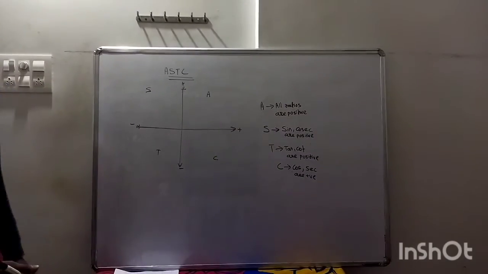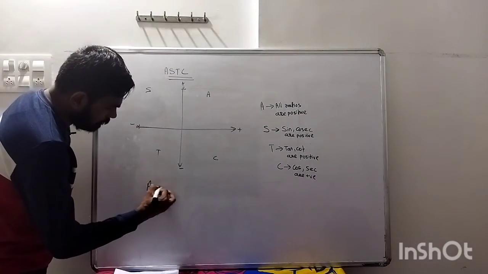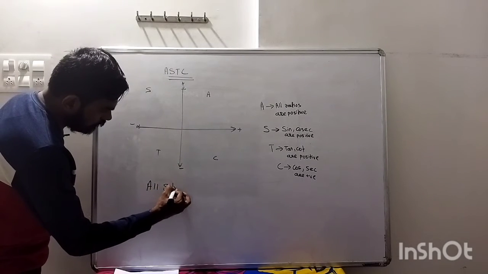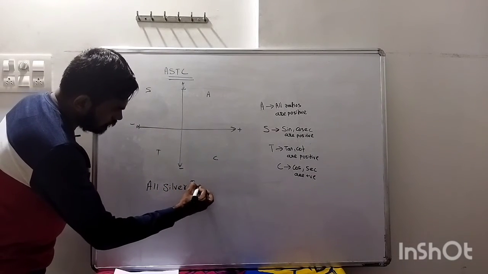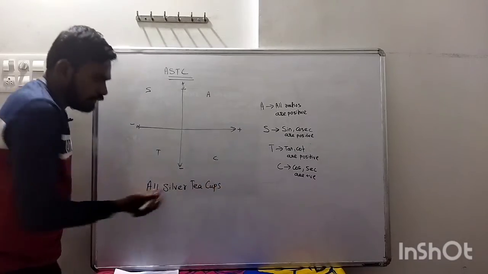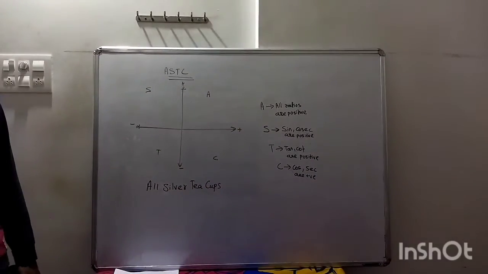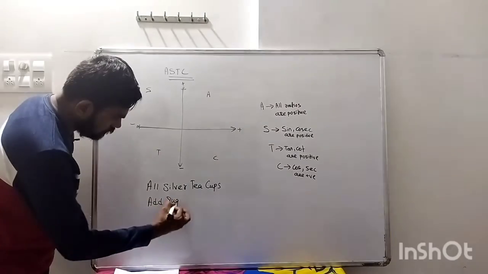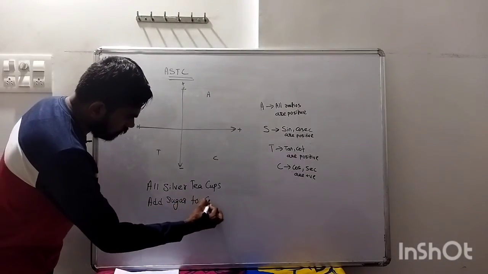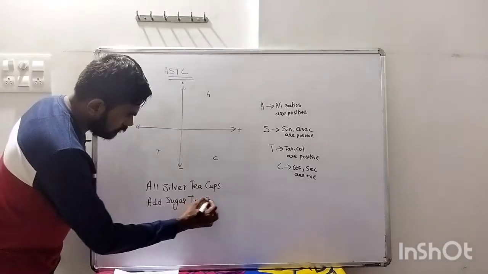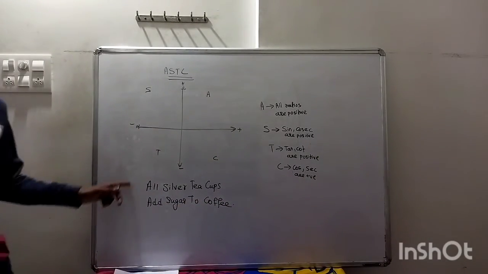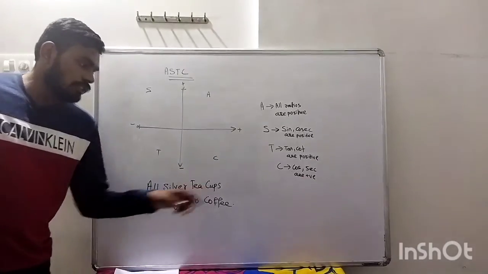This you have to remember. ASTC. This you can remember. I remember this line: All silver teacups. I think this is there in the book only. All silver teacups, or add sugar to coffee. Then this statement also you can remember. ASTC, ASTC. Okay.